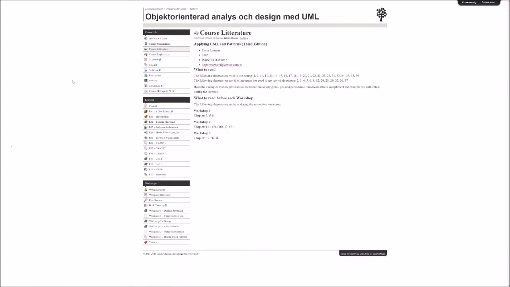The course literature is Applying UML and Patterns, the third edition by Craig Larman. I think you should get this book as soon as possible. There are reading instructions for the vital chapters in the course. The other chapters are also good to get the whole picture, but you do not need to focus on them.